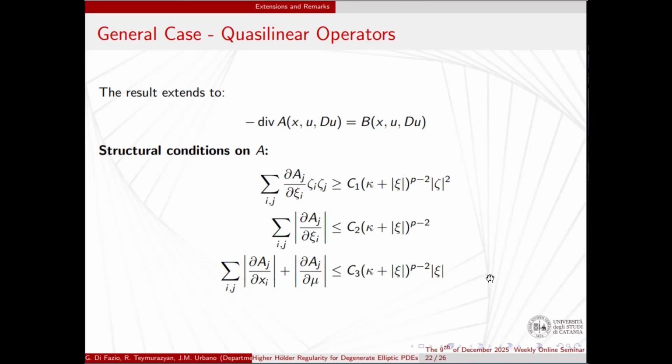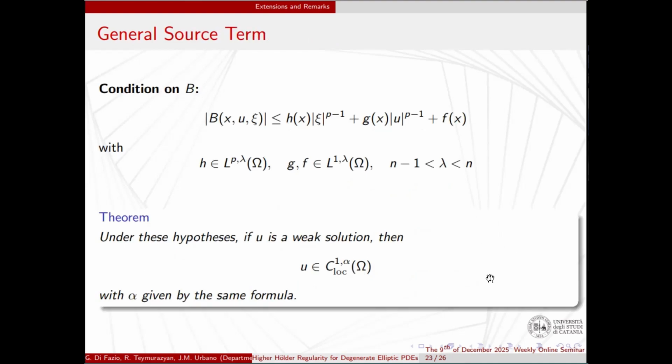So, of course, we cannot consider the most general nonlinear operator, but if we assume some reasonable conditions on A, and on the right-hand side, we can put f as in our case in L1 lambda, and we can also consider other functions related to the lower order terms. So f is the source, but you can have g, the potential term, and also the drift h. On the drift, you assume L^p lambda, the same exponent of the p-Laplacian, while potential and source term can be taken in the more general space L1 lambda.